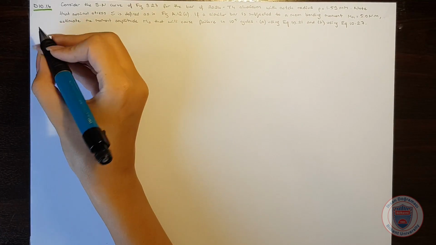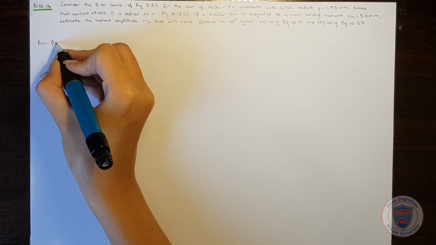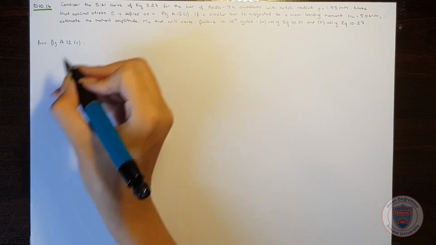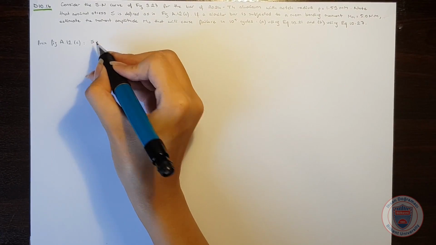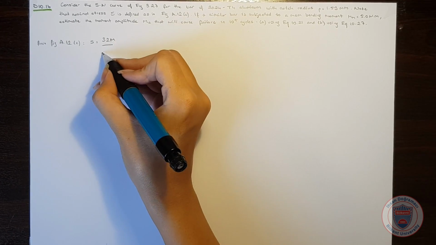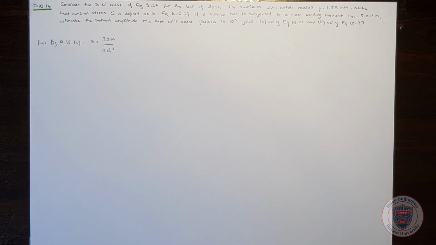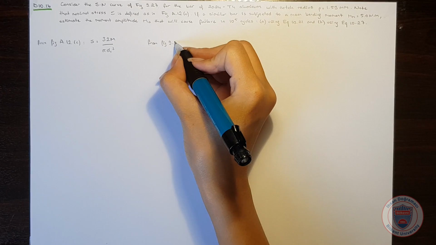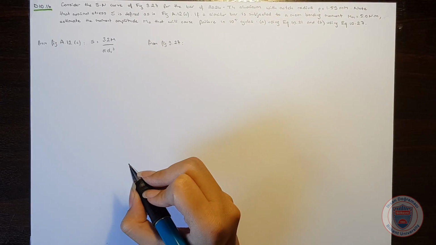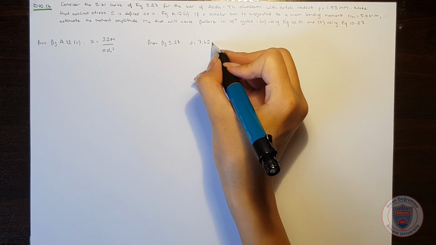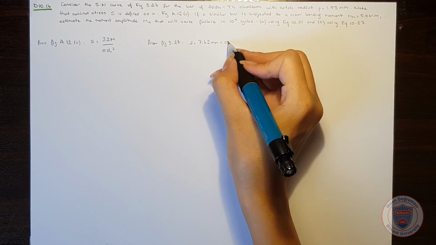We can start by writing the information we got from the figures. From figure 8.12, part C, we know that the nominal stress S will be equal to 32 M over pi d1 cube. From figure 9.27, we can say that the diameter D will be equal to 7.62 millimeters and it will be equal to d1.